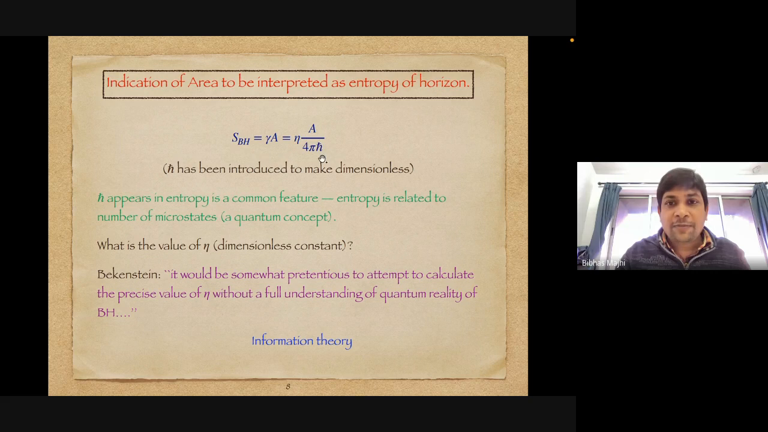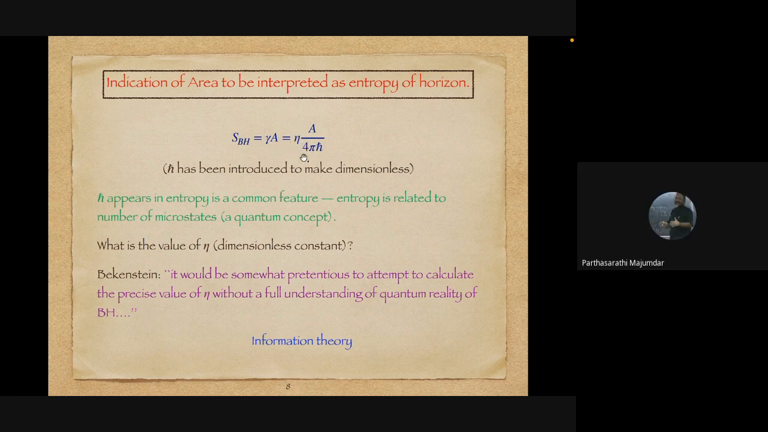So therefore this H bar can be there, but this eta is a very tricky thing. According to Bekenstein, it would be somewhat pretentious to attempt to calculate the precise value of eta without a full understanding of the quantum reality of the black hole. So without knowing the quantum theory of gravity, we cannot fix this eta. But still he argued that probably by some argument.